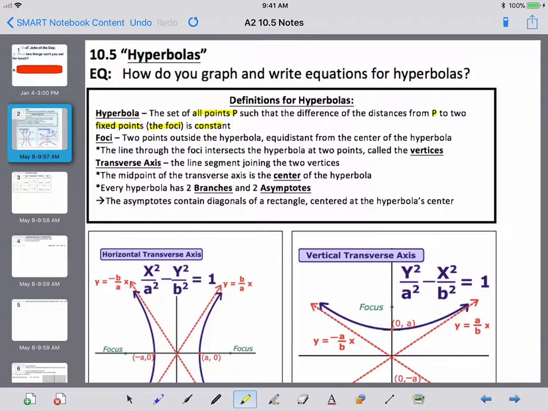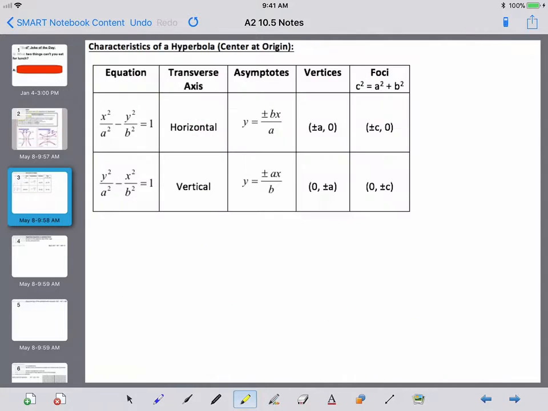And just so you guys know, the foci are always on what we call the transverse axis, and the vertices are also on the transverse axis. So that's just some of the main ideas about hyperbolas. What we're going to learn how to do today is both graph and write equations for these things. So if you look in this table down below, there's some useful information in here.